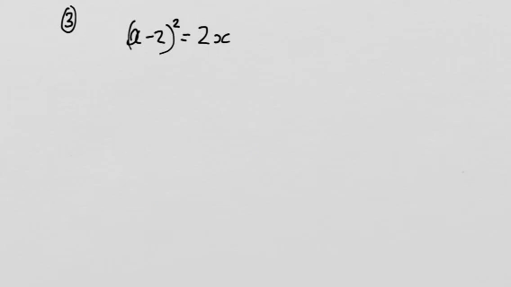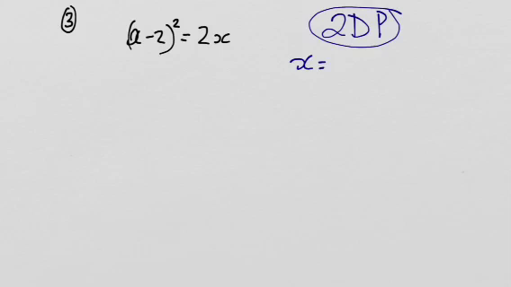Question 3, solve this equation, give your answer correct to 2 decimal places. Well, the 2 decimal places is a giveaway for this question. That means it's one of these: negative b plus or minus the square root of b squared minus 4ac, all divided by 2a.